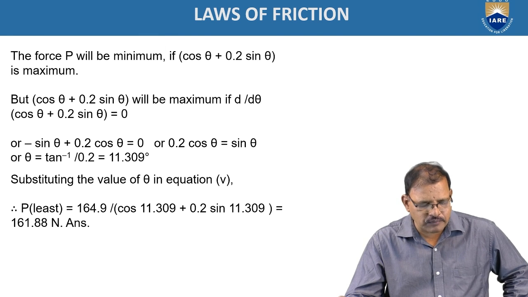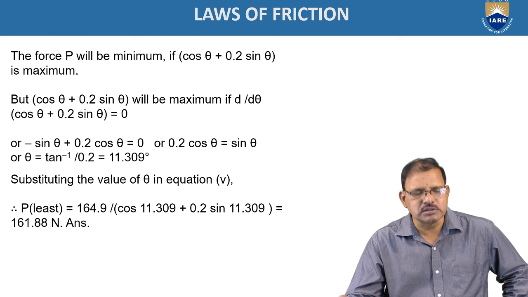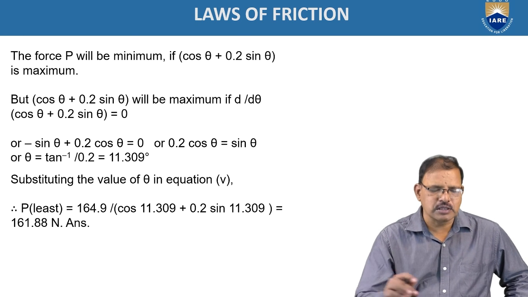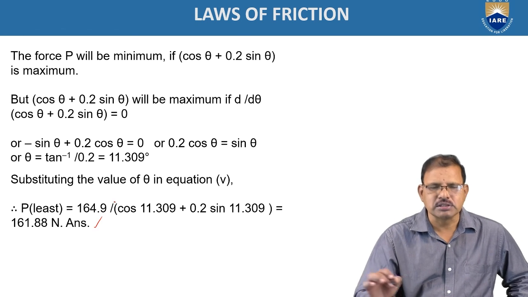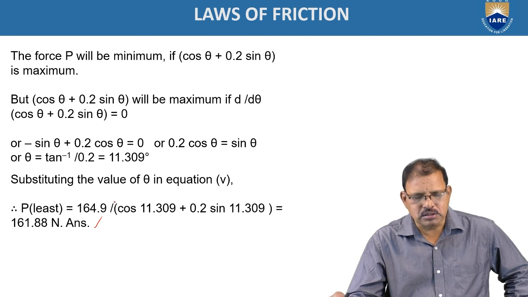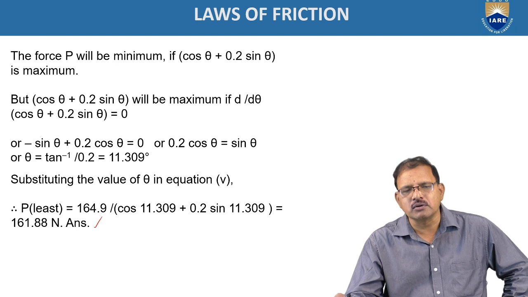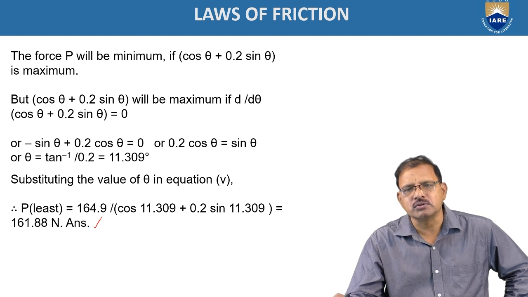And substitute the value of theta in equation number 5. The least force is equal to 164.9 divided by cos 11.309 plus 0.2 sin of 11.309. From this equation, we got 161.88 Newtons. This is the minimum force that is required at an angle of 11.309 degrees to move the bodies toward the right side, which are shown in the figure.